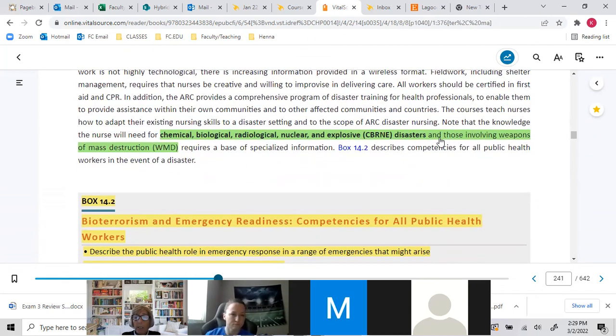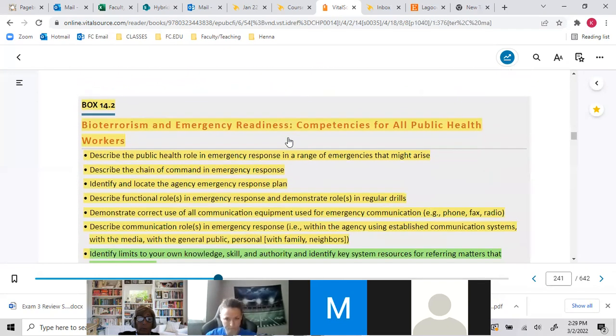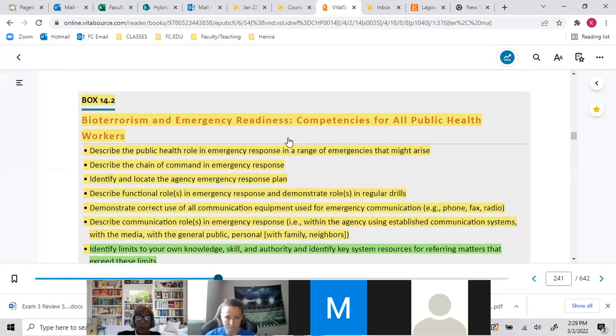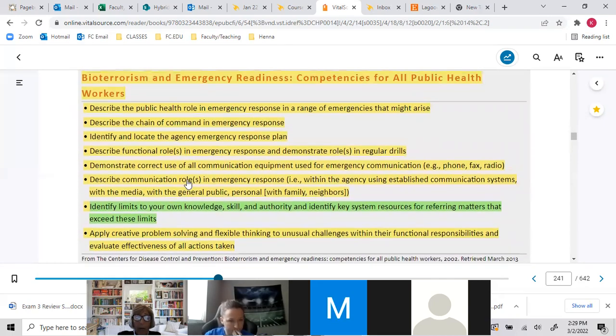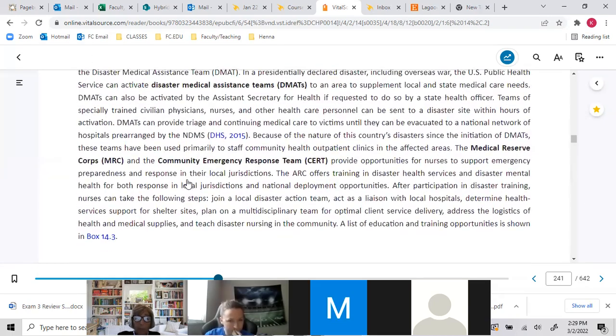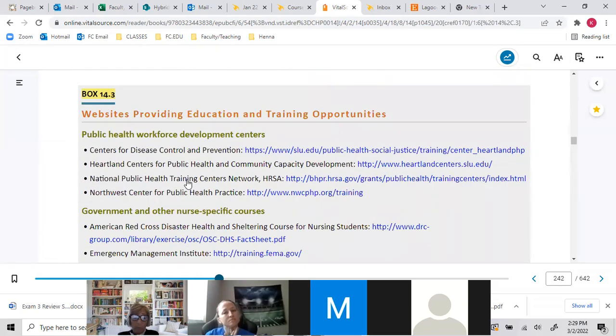And we need to be preparing for different types of disasters: chemical, biological, radiological, nuclear, explosive. Box 14.2, information only, nothing to memorize, but certainly important to be aware of. Even if you are not working in the community, if there's some kind of a disaster, the fact that you're a nurse, you may be asked to participate. Okay?